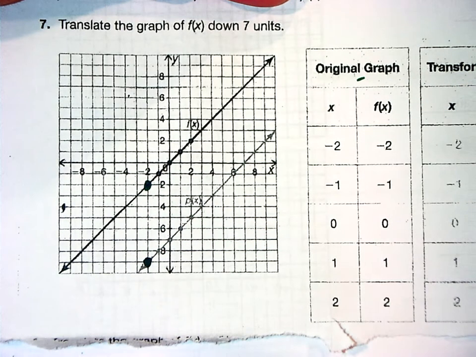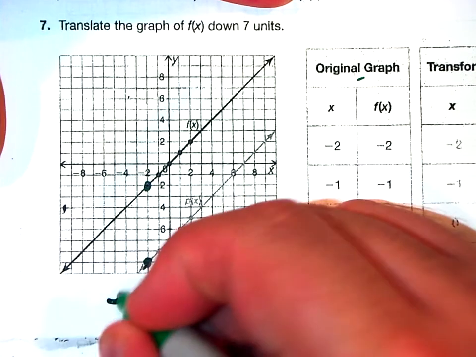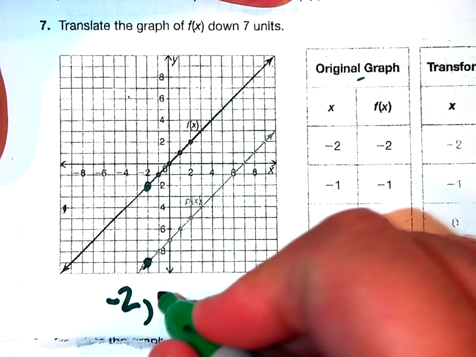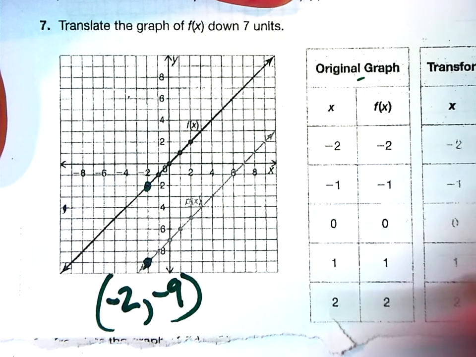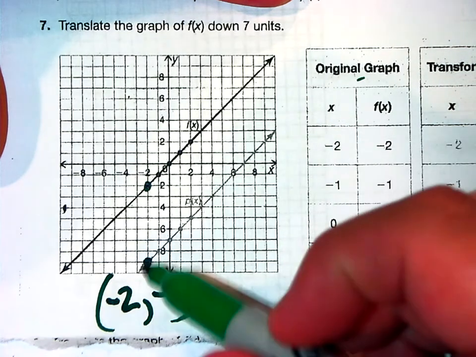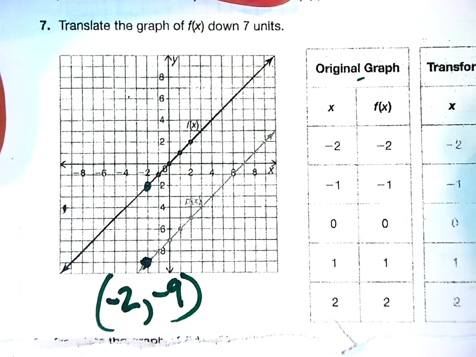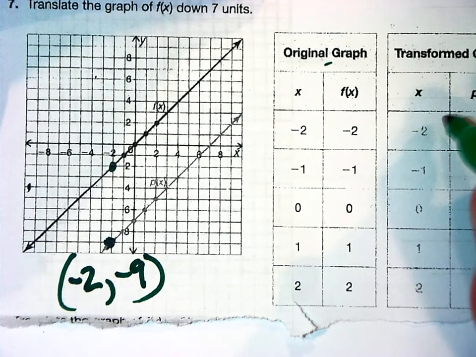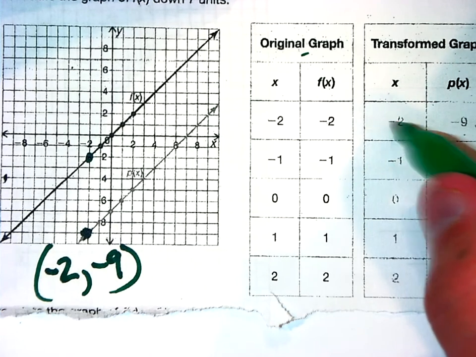Now, I want to know what my transformed point is. Now that we've moved it, we want to know what the new point is. Well, that's going to be the point -2, comma, -9. And all they did was take that point and put it in the transform table over here. -2, comma, -9.